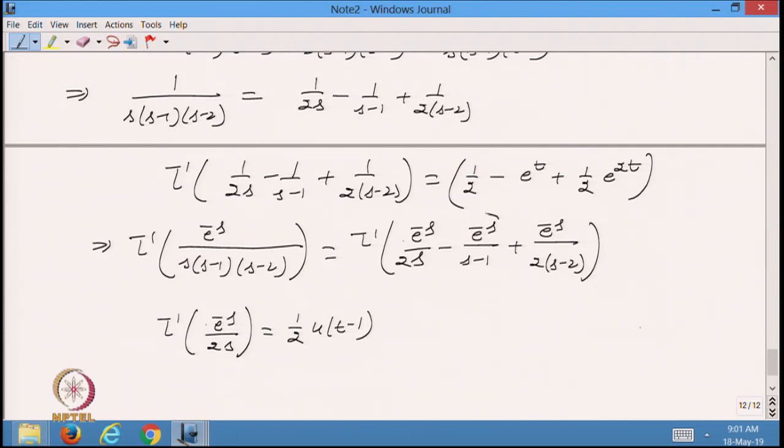Laplace of this one, it will be e^(t-1) u(t-1), because the Laplace transform is 1 over s minus 1. If I want to take the inverse, it is e to the power t, but I have a factor e to the power minus s. So, it is a unit step function, and we know that this becomes f(t-1).